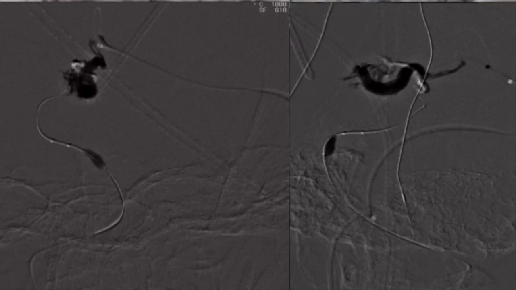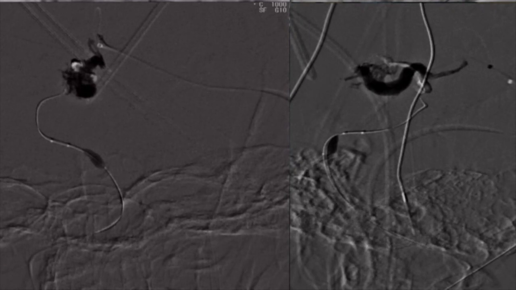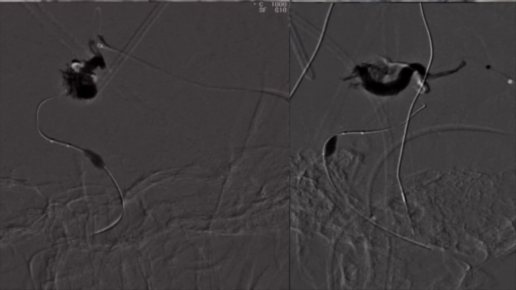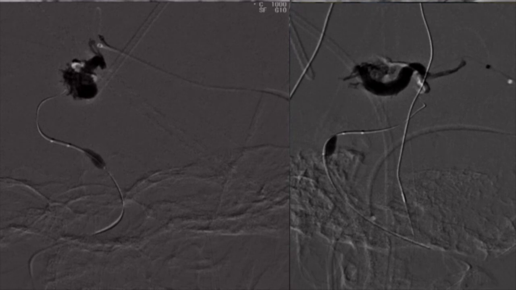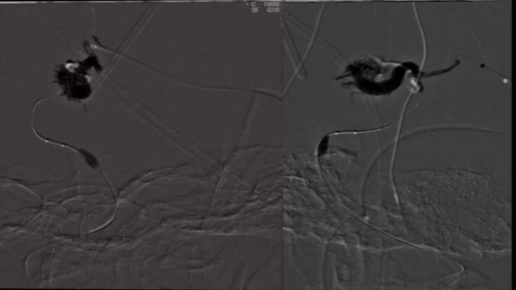Observe that there is a significant amount of reflux into the draining vein, however, into the straight sinus is limited. If we observe more reflux into the straight sinus or into the vein, we stop, wait for about 30 to 45 seconds before we proceed with another Onyx injection.